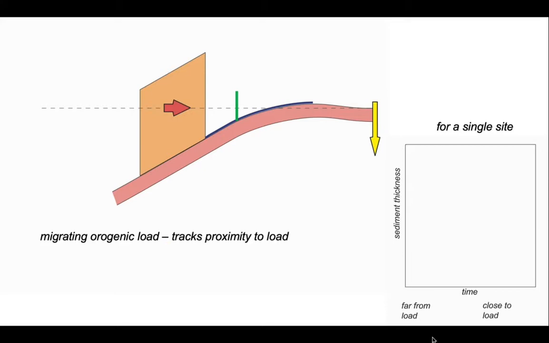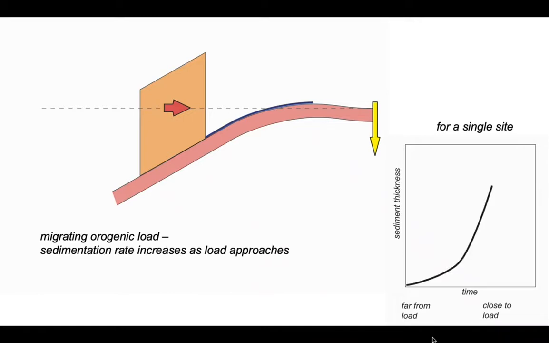So over time, a particular site will start off far from the load and get close to the load. Consequently, the sedimentation rate will increase as the loading approaches, and we should see that by a sediment thickness profile such as is shown on the graph. So the sedimentation record should track the approaching orogenic load.